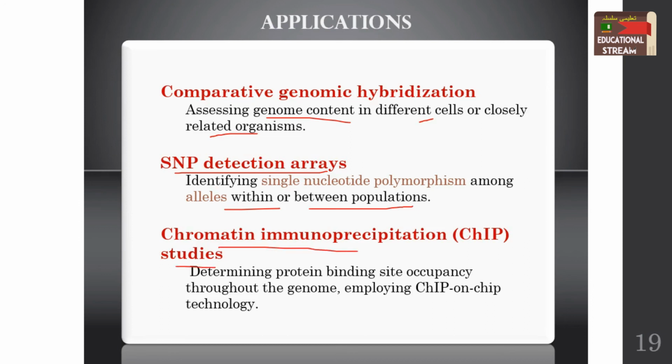ChIP is a technique, chromatin immunoprecipitation, in which we determine the protein binding site occupancy throughout the genome, that is, at what position the protein binds to the DNA. This is a technique of DNA-protein interaction identification, and it makes use of the chip-on-chip technology.